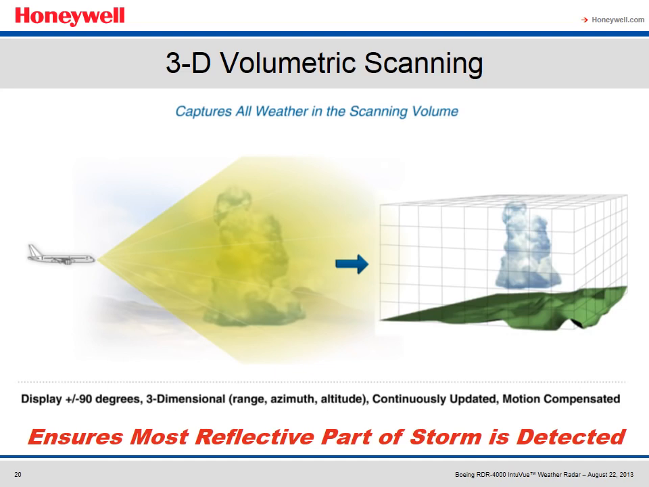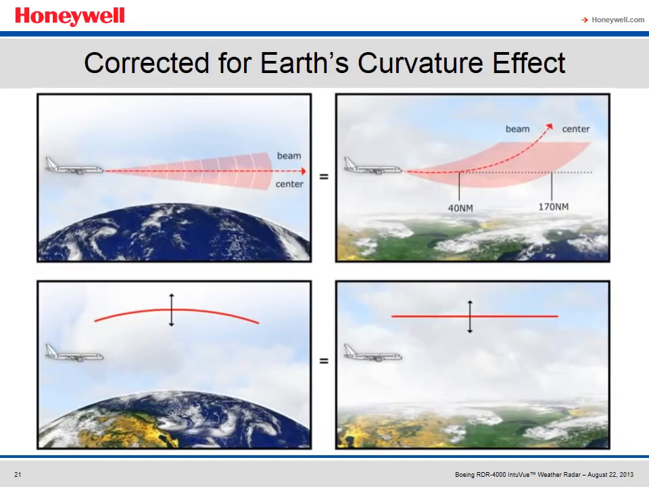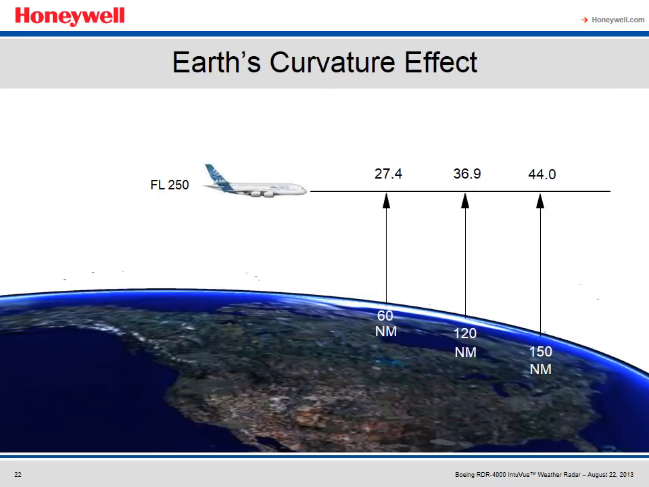The data is also corrected for the Earth's curvature, so the altitudes displayed by the system are true MSL altitudes. If left uncorrected, the effect of the Earth's curvature can be quite significant. In the picture shown, the aircraft is at flight level 250. However, because of the Earth's curvature, the center of the beam is above 27,000 feet at 60 nautical miles, almost 37,000 feet at 120 nautical miles, and 44,000 feet at 150 nautical miles.